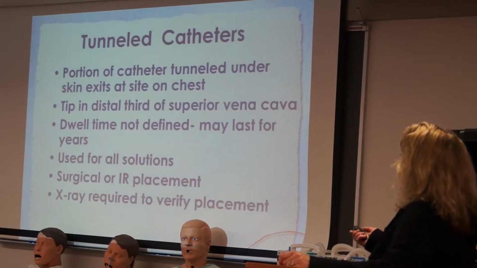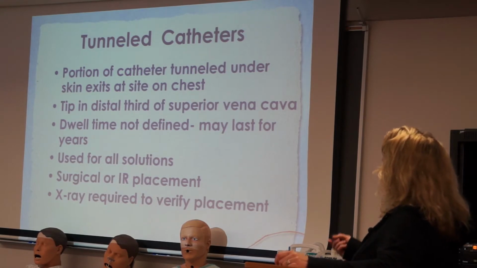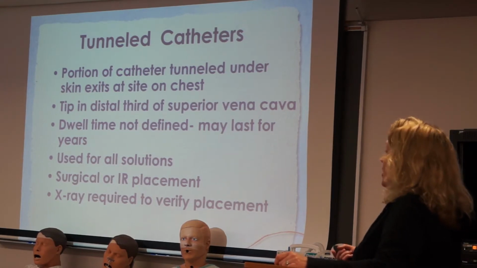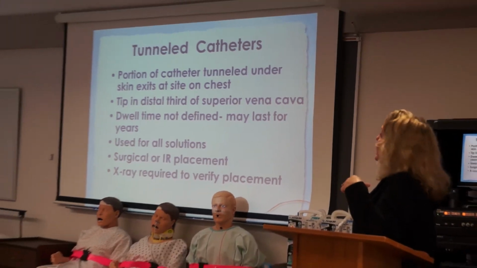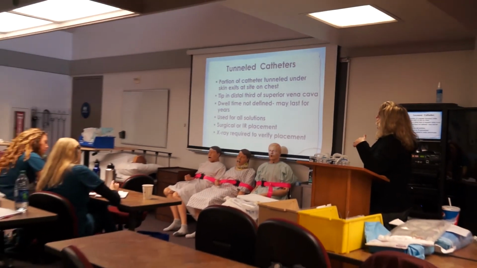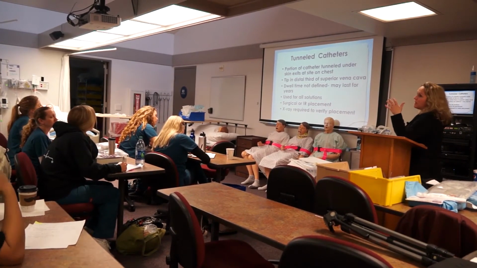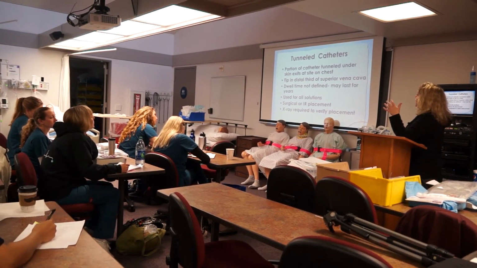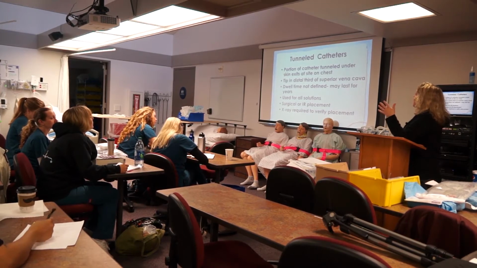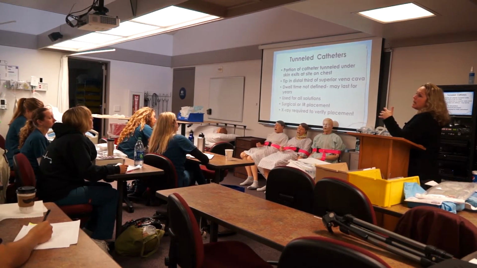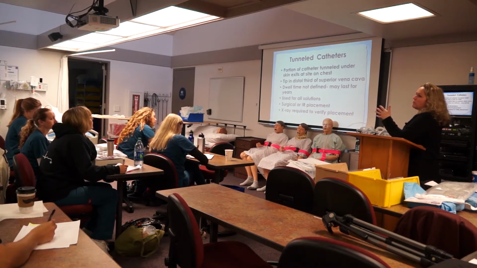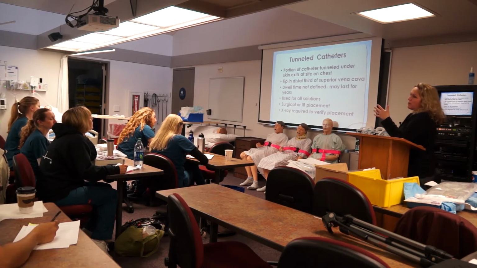So let's talk about tunneled catheters. Tunneled catheters are one type of catheter that are put in, and a portion of it is tunneled underneath the skin. It exits on the chest, and the distal third is in the superior vena cava, just like all your central lines are in the superior vena cava. They don't have a specific dwell time. They can last for several years. They're usually not in for more than a year, usually not in for more than a few months, but they can be in for a much longer time.